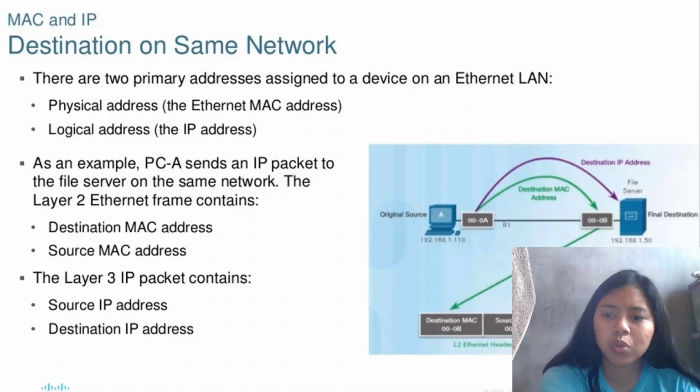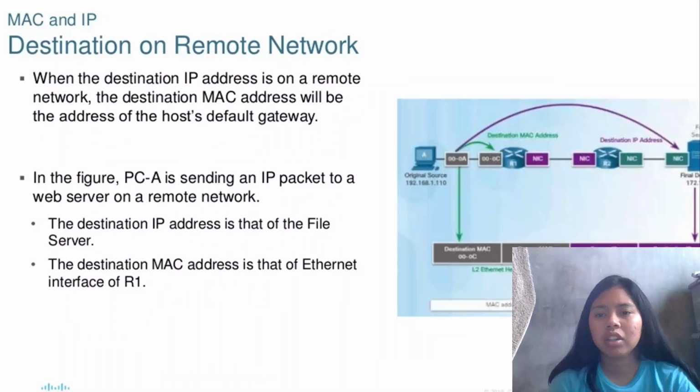Destination on a remote network. When the destination IP address is on a remote network, the destination MAC address will be the address of the host's default gateway. In the figure, PCA is sending an IP packet to a web server on a remote network. The destination IP address is that of the file server.